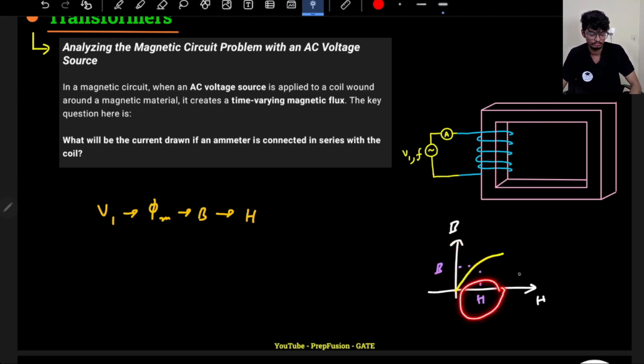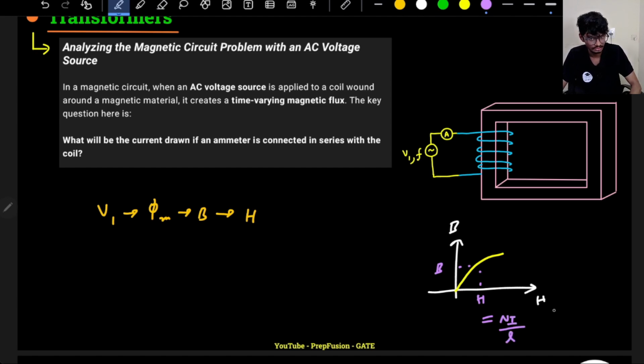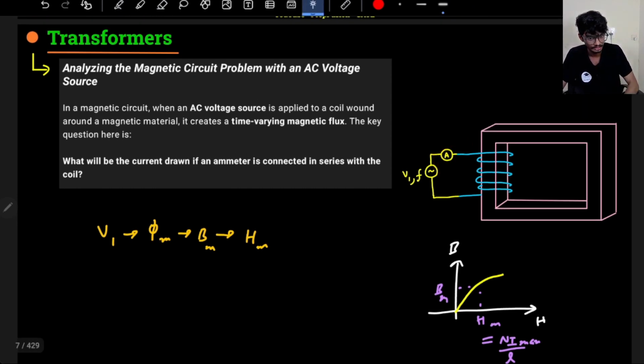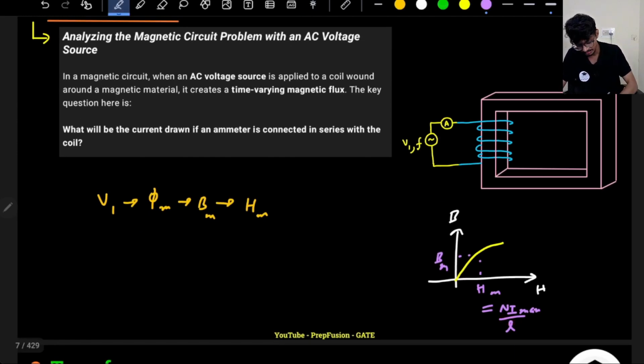So this is my magnetic intensity, and it is equal to Ni divided by L, using Ampere's law. From here, let's assume I have some phi max. According to phi max I get some B max, and according to B max I get some H max. So H max will be equal to N into I max divided by L. If someone asks you how to find the ammeter reading, this is how you find it. I max is H max into L divided by N, or in the primary side, N1. So from here I can find what the ammeter will read.